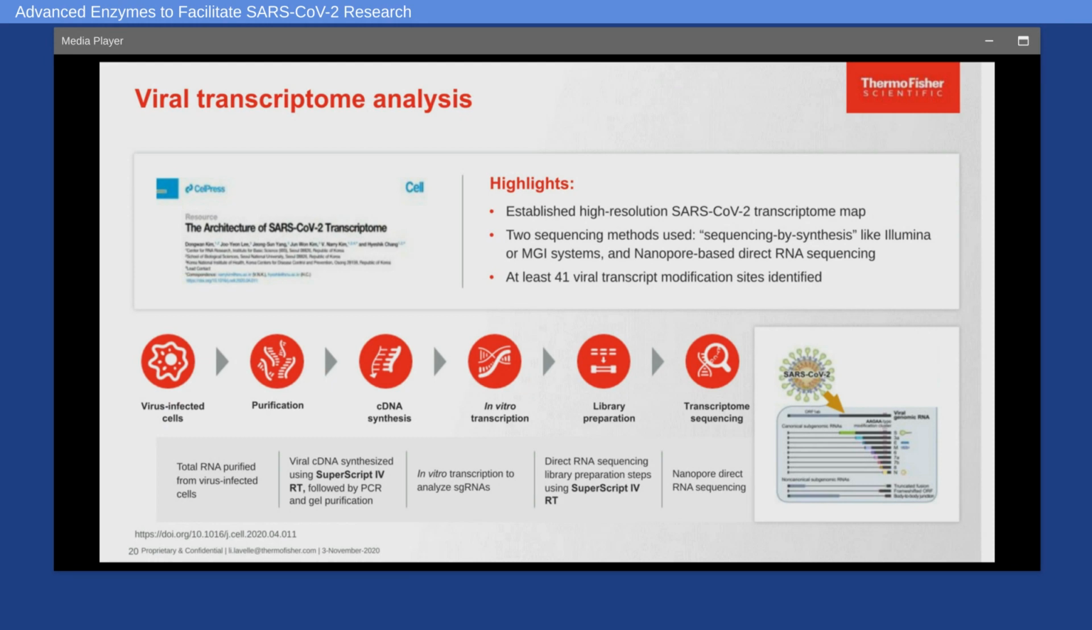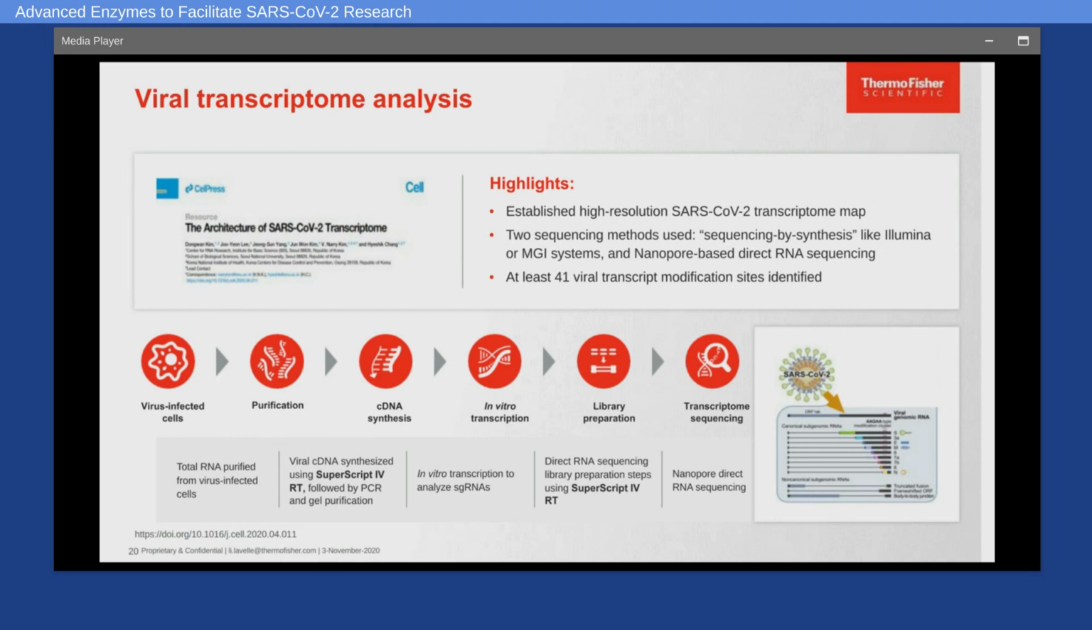This is a nice study published in Cell last year, in which Korean researchers established a high-resolution SARS-CoV-2 transcriptome map. They used two sequencing methods: NGS sequencing by synthesis, like the Illumina or MGI system, and nanopore-based direct RNA sequencing for the rest of the studies.